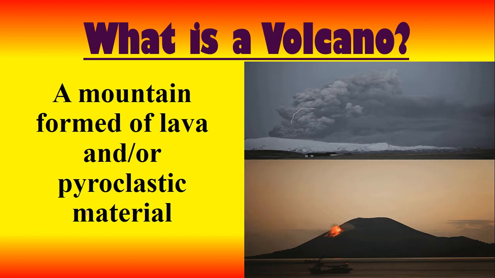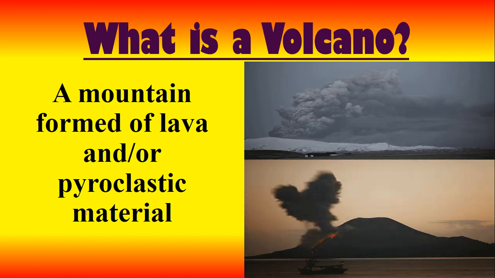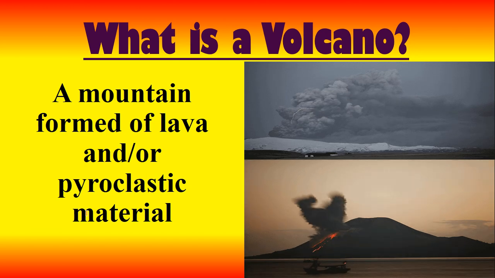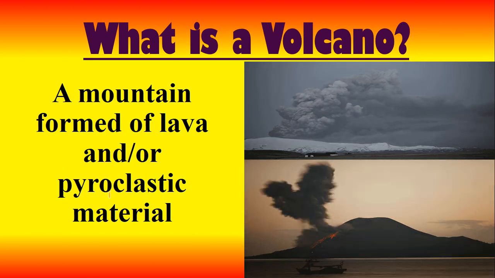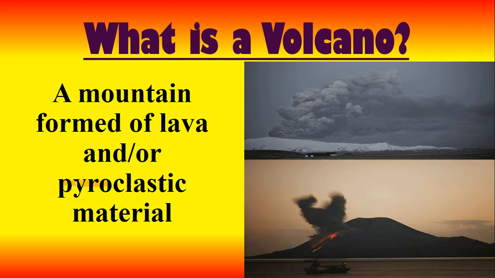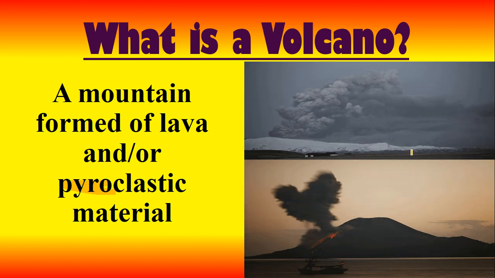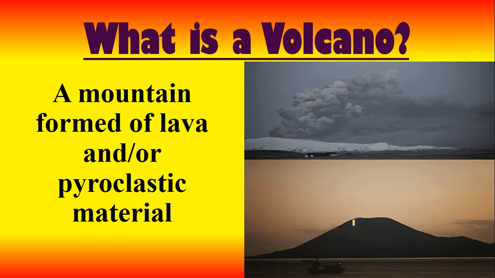A volcano is a mountain formed of lava and or pyroclastic material. If we break down this word, you see pyro here. Pyro just means fire. So it's stuff that was on fire or hot or anything that comes out of a volcano. And you can kind of see over here, here's some volcanoes erupting.